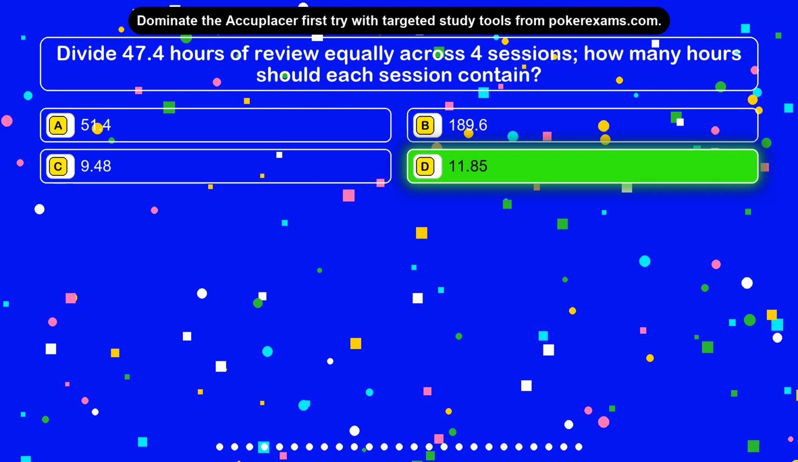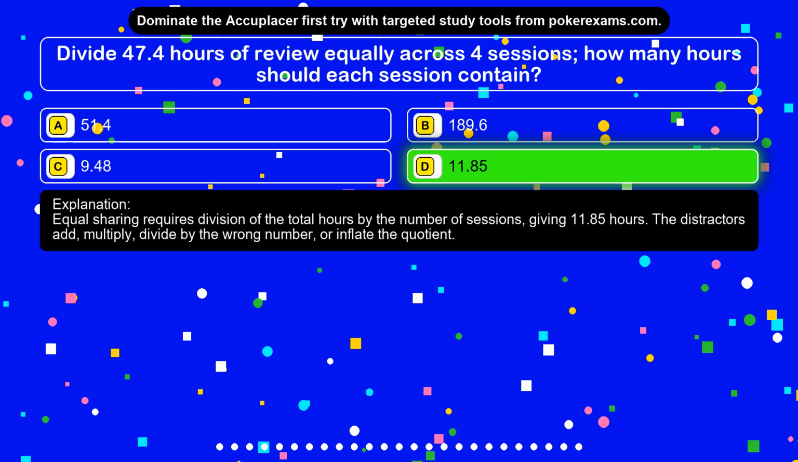The correct answer is option D, 11.85. Equal sharing requires division of the total hours by the number of sessions, giving 11.85 hours. The distractors add, multiply, divide by the wrong number, or inflate the quotient.